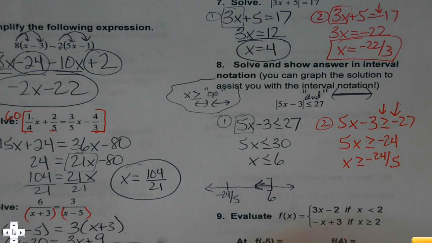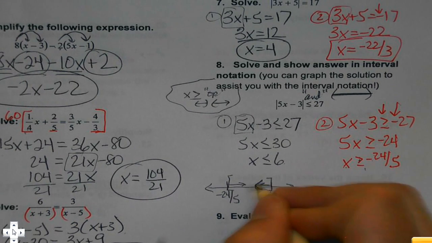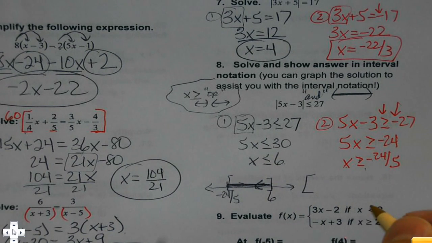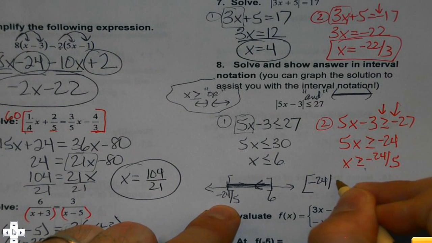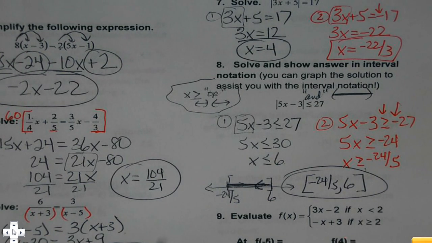My arrow going left, x is greater than or equal to. And I'd see they crash in the middle. So my interval notation, since I go left to right, let's start at negative 24/5 and end up at 6. And we're good. So nothing too awful so far, I'd hope.